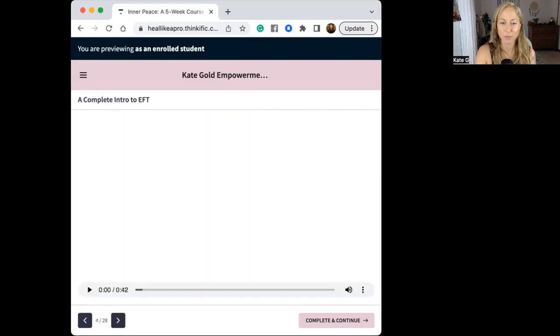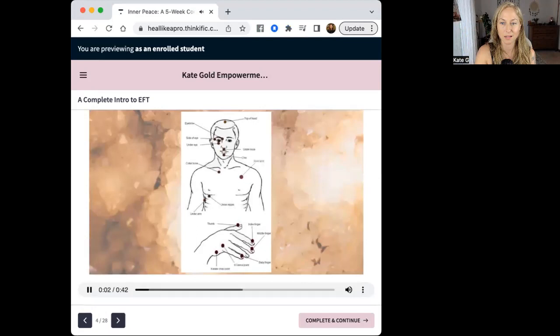So let's just flip through a couple of these slides. Here we have a map of the tapping points. These points exist on both right and left sides of the body, and you will come to know them by feel. Don't worry about memorizing them now. You have this PDF in your PDF downloads, and you're going to become familiar with this as we do our 2 group taps and when you tap on your own.